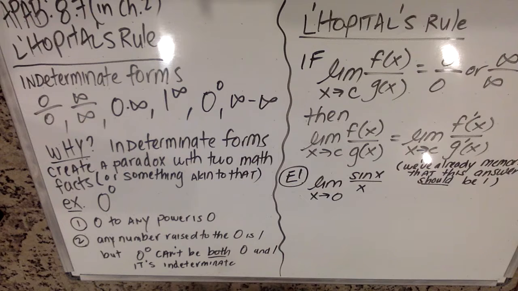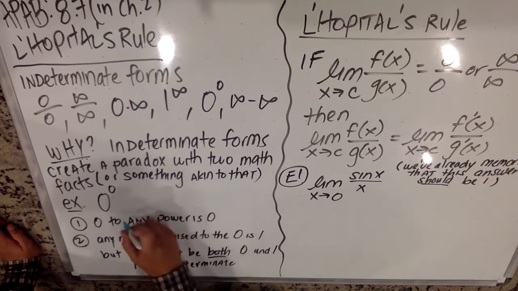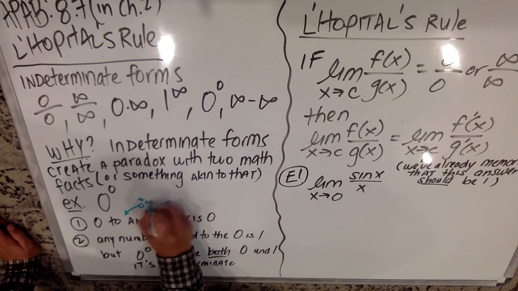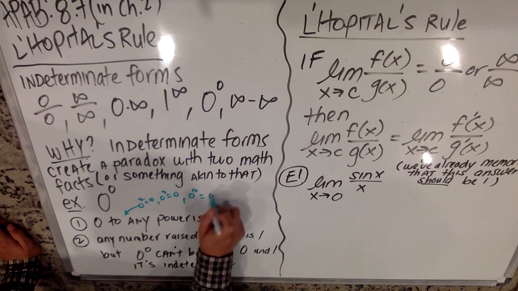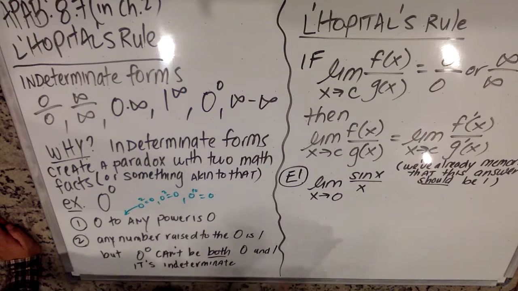So when I say 0 to a power is 0, what I'm saying is, if I said, what's 0 squared? You'd say 0. And if I said, what's 0 cubed? You'd say 0. And if I said, what's 0 to the 10th? You'd say, oh, it's 0, right? So 0 to a power should give you 0.